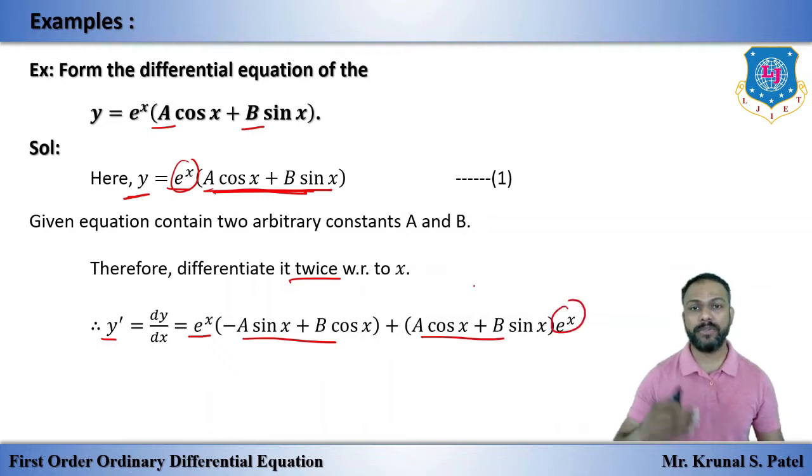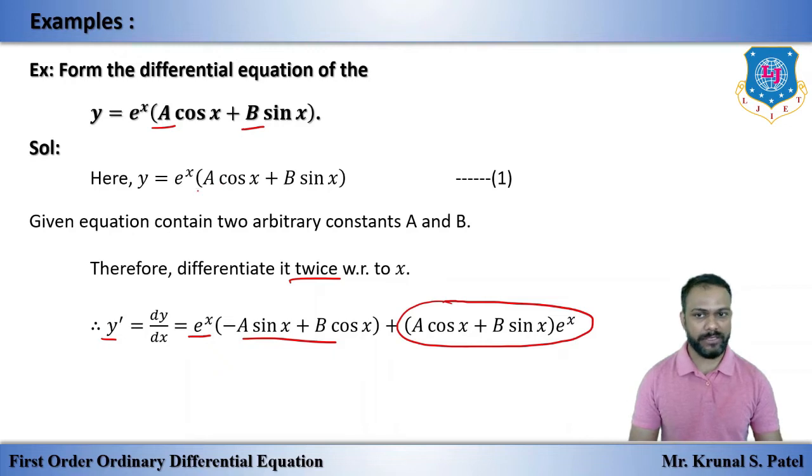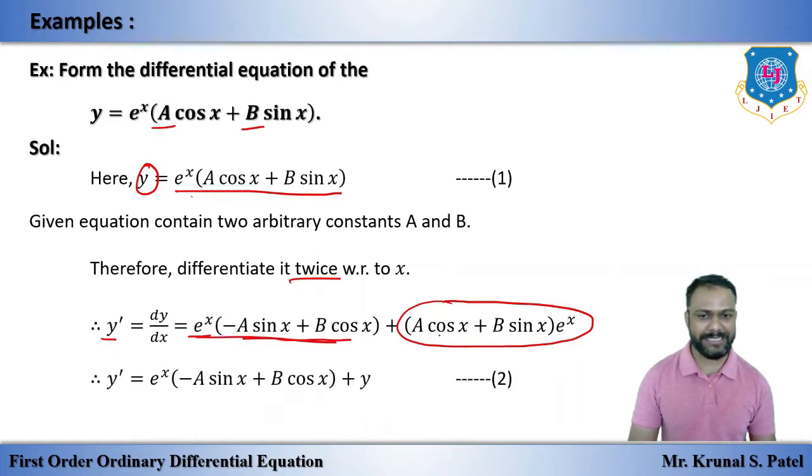Now before differentiating the second time, first observe this equation. You can find some relation with equation 1. You can find this term is exactly the same as equation number 1, so instead of this we can put y. So y dash becomes this as it is, plus y. Okay, and you can observe that this is not exactly equation 1, because we have this minus. If we take minus outside, this term becomes minus, but we have both plus.